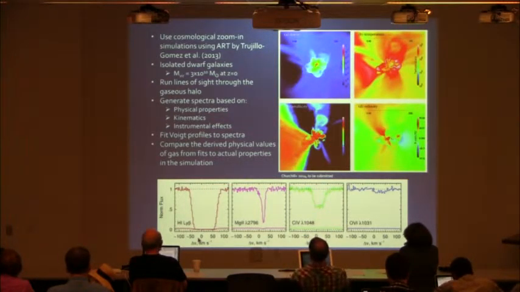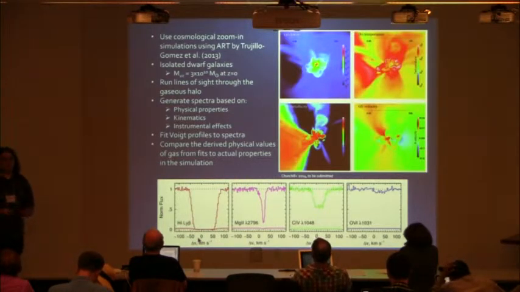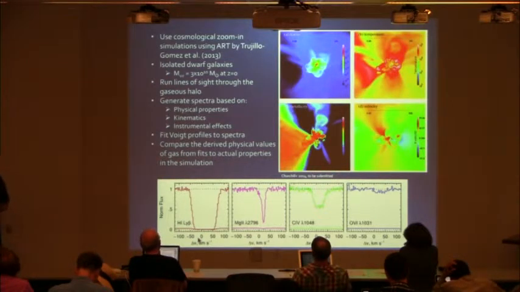And our technique is the basic synthetic spectral technique. We run lines of sight through the CGM of these galaxies. And based on the properties of the gas along the line of sight and the kinematics and any instrumental effects we wish to include, we can generate synthetic spectra. And across the bottom here I have 4 examples for hydrogen, magnesium 2, carbon 4, and oxygen 6, 4 very commonly observed ions.